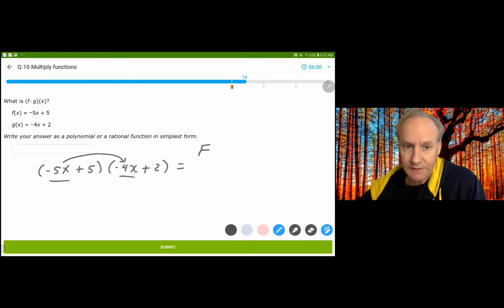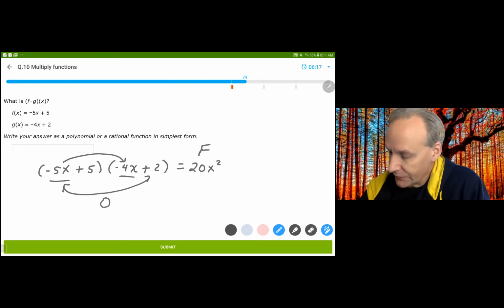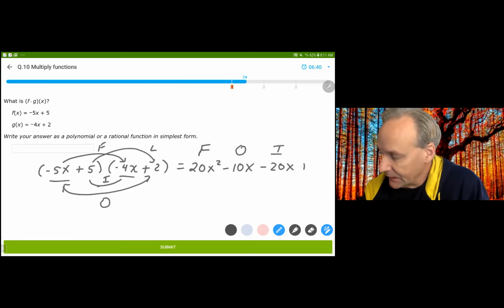Some people like to do the tic-tac-toe. However you do it, you need to make sure everything gets multiplied by everything else. One way to do that is with the acronym FOIL. That is 20x squared. Man, I imagine you can hear that in the background, sorry. That is going to be the outer terms. This is the first terms. The outer terms are going to be 2 times negative 5x. And my inner terms are going to be 5 times negative 4x, which is minus 20x when I multiply the inner terms. And then I multiply the last terms, which is plus 10.